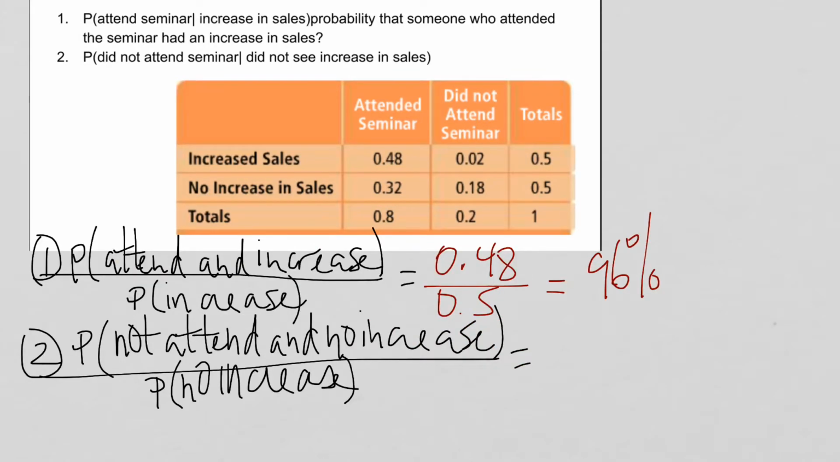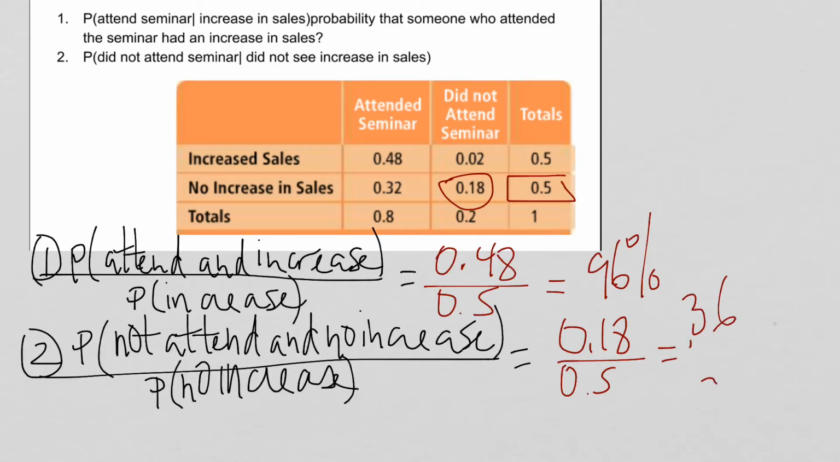Okay, last one here. Probability did not attend the seminar given did not see increase in sales. So I'm finding the probability of not attending and no increase. Not attending and no increase is right here, 0.18, divided by probability of no increase. If I take a look at this row, that's 0.5. Go ahead and do that in the calculator and divide. I get about 0.36, which is 36%.